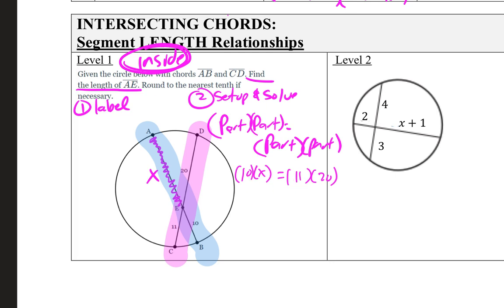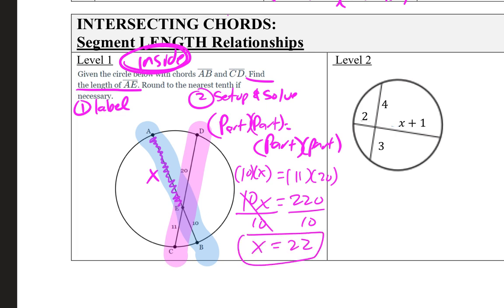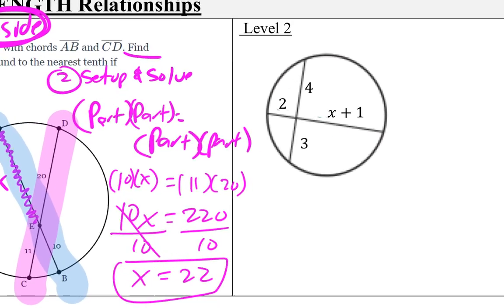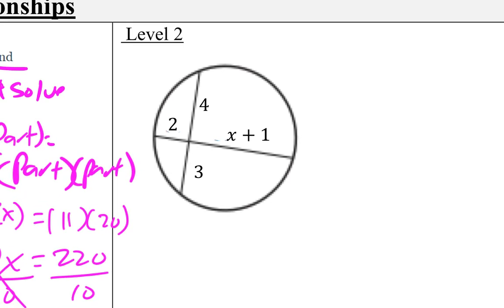Okay, so next we're just going to solve it. Okay, so 10 times x is 10x, right? Equals, if we put that in our calculator, 11 times 20 is 220. Okay, then we know what to do. Last thing we want to do is divide by the coefficient, so x equals 22. Okay, so that's it. Okay, so just going to use that rule. So keep it in mind. Let's go to a next level one. All right, so this one we're going to do the same thing, right? We see two intersecting chords.